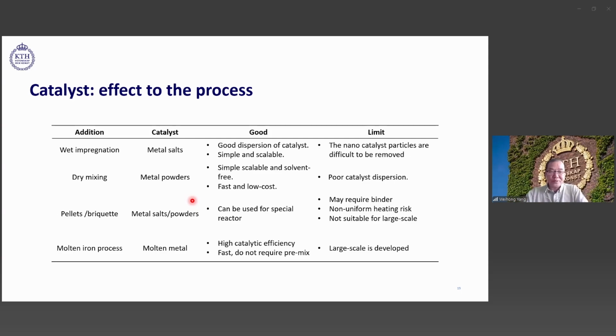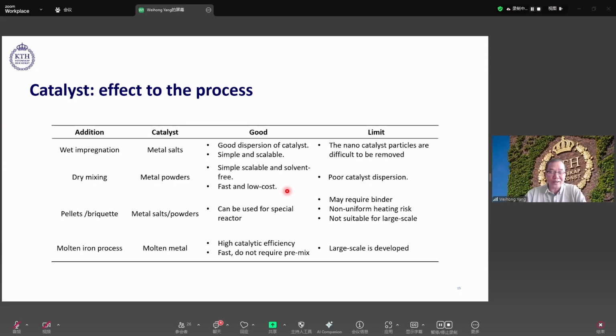The pellets or liquids approach is very good and can be used for very special reactors and very special processes, but in principle it is not so easy to scale up in big industry later on. Molten iron steel has very high catalyst efficiency and is very fast, and doesn't really require premixing. It has a very big potential for large-scale applications in the future. But of course, molten steel, molten iron, with the high temperatures, is an energy-intensive process compared to the others.